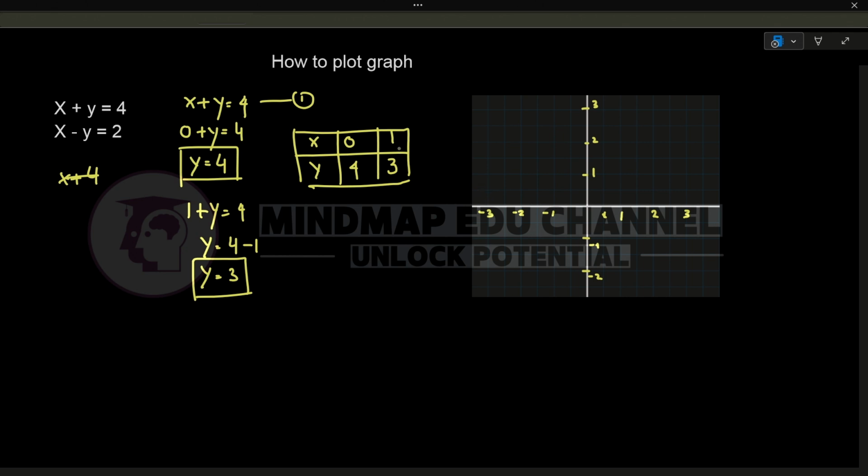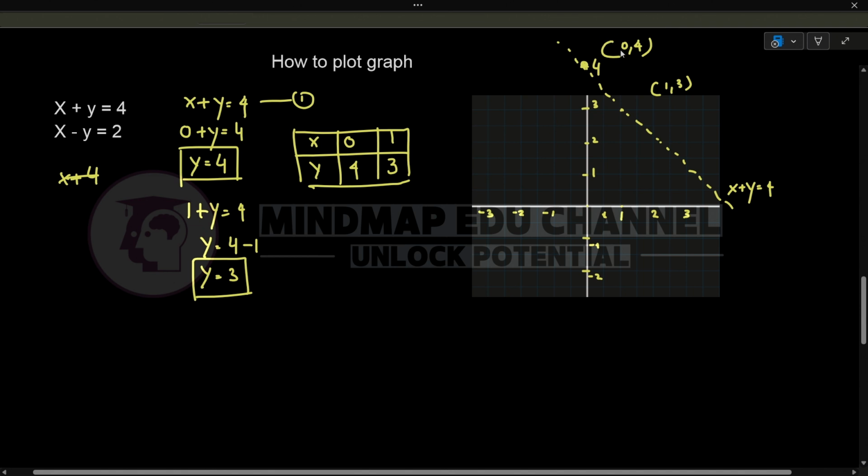Now let's plot the graph. When x is 0, y is 4. So somewhere here, correct? So let's mark it here. This is 0 and 4. Okay. Now when x is 1, y is 3 here. So 1 and 3. Now draw this line, a straight line with the scale. So this is a graph for x plus y equals 4.